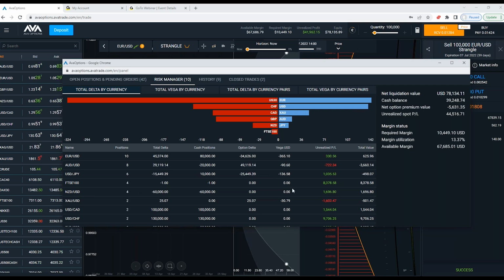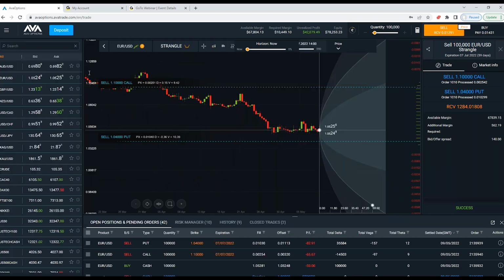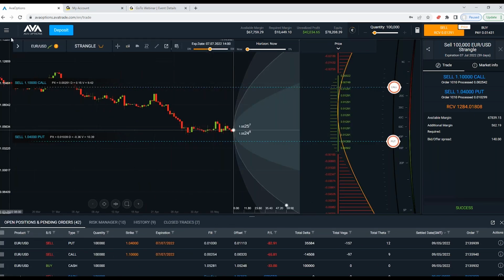We'll have that in another class when we talk about what is delta. You've got your account net liquidation value, that's your equity, how much is in cash, what it would cost to close out all of your options positions is your net option premium value, and your unrealized spot P&L for your total account value. If I close that, it'll pop right back in at the bottom. Same thing, it's responsive. You can open and close, and you can do this on a smaller screen.